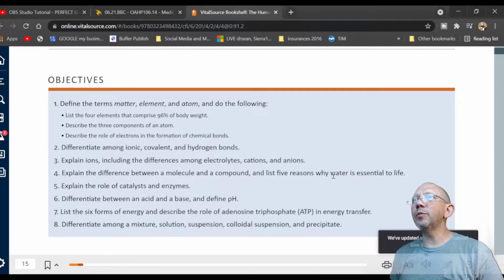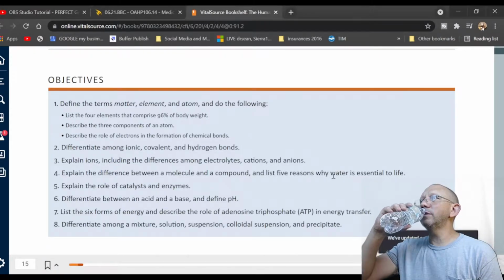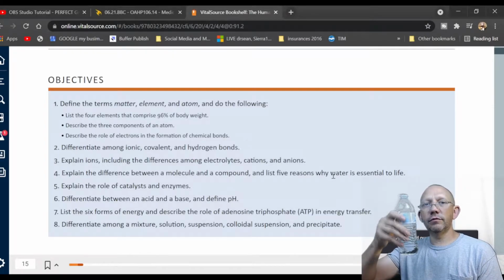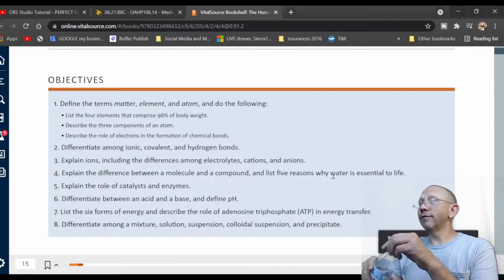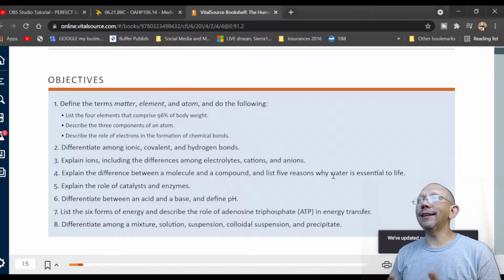Explain the difference between a molecule and a compound, and 5 reasons why water is essential to life. Water. It's essential to life. Explain the role of a catalyst and enzymes.